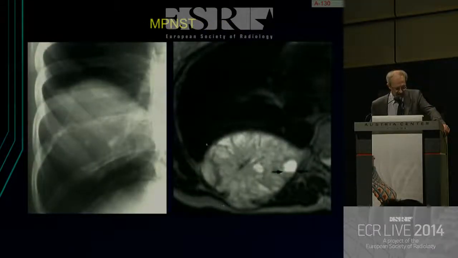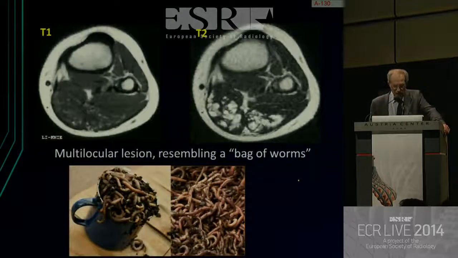And here we have a large lesion which is destructing the rib. It occurs along the course of the intercostal nerve with a small fluid-fluid level due to necrosis. It was a malignant peripheral nerve sheath tumor.